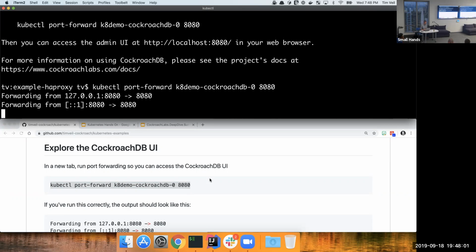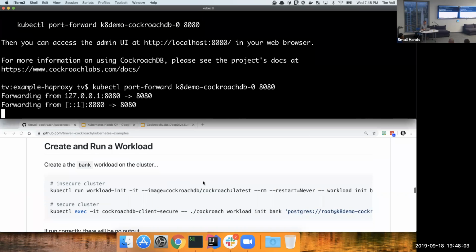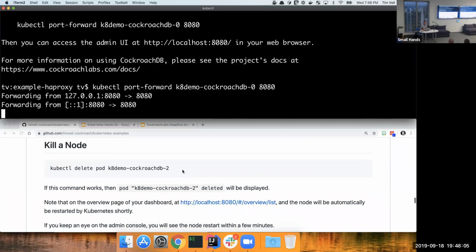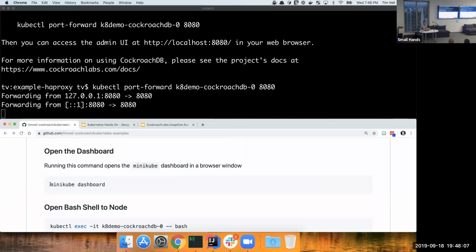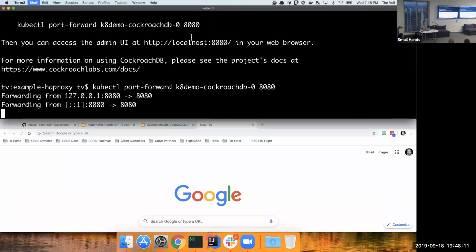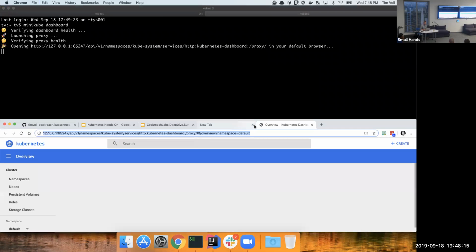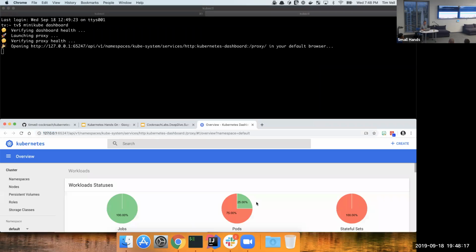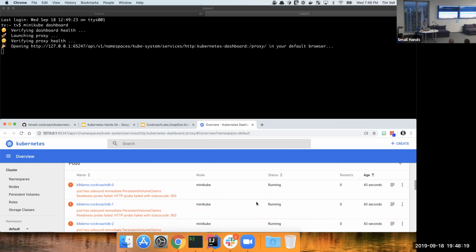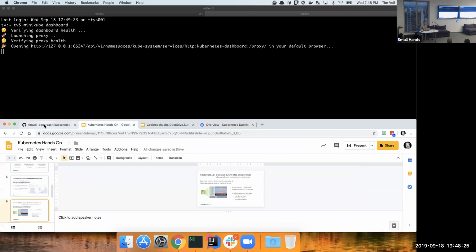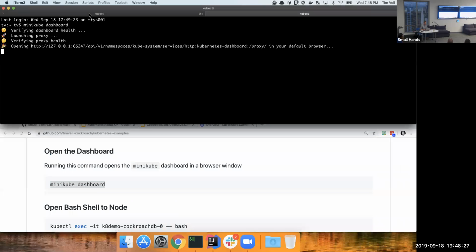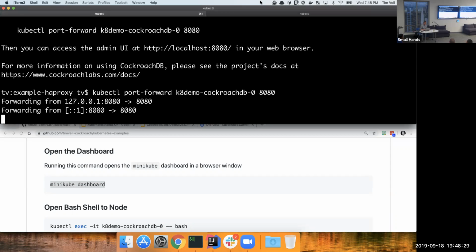At this point, CockroachDB is actually up and running, but just to kind of prove the point, we'll get the Minikube dashboard up and running as well. So we have Cockroach having trouble, which is awesome. Or Kubernetes unhappy. Doesn't it always?